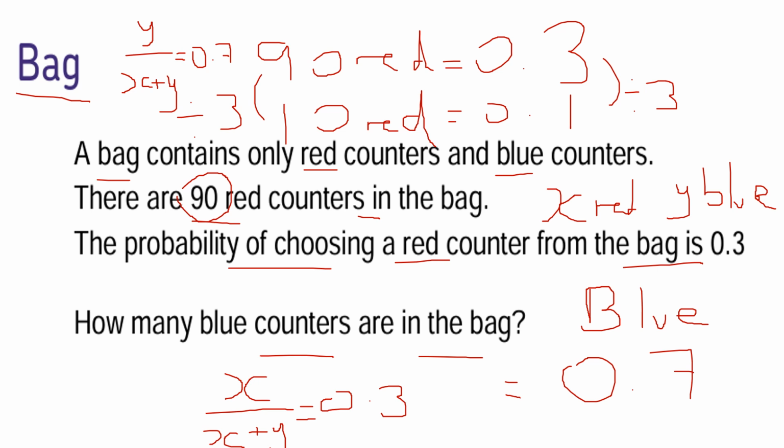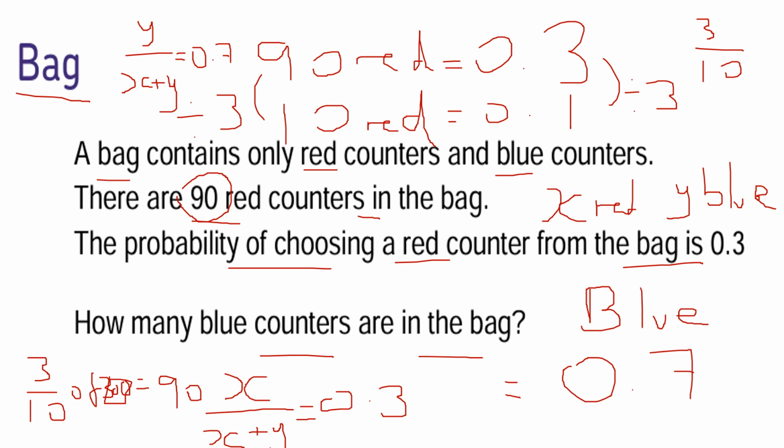If there are 90 red and 90 represents 30%, so 3/10, then 3/10 of something is 90. So we can now do a reverse fraction amount. 3/10 of something equal to 90. Working backwards, 90 divided by 3 is 30, times it by 10, that's going to be 300.